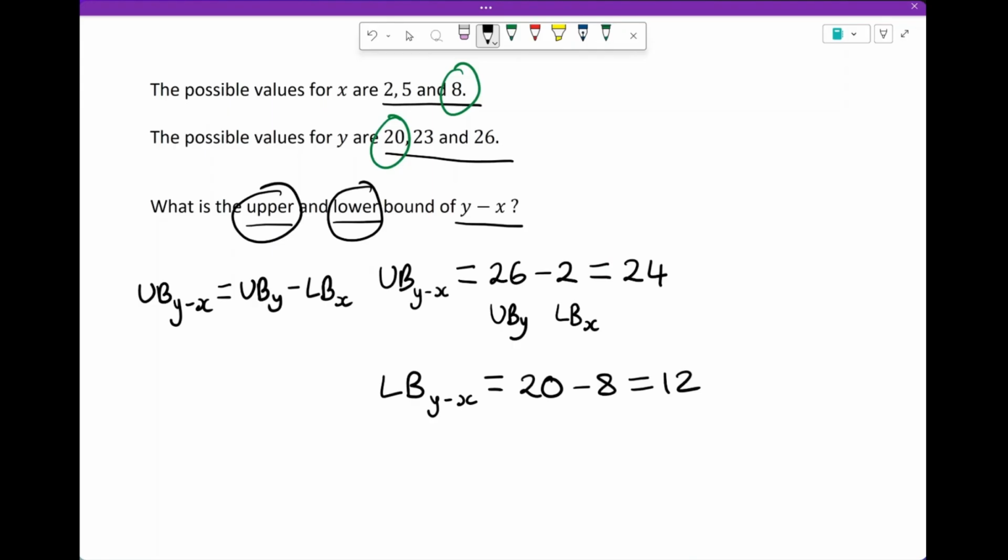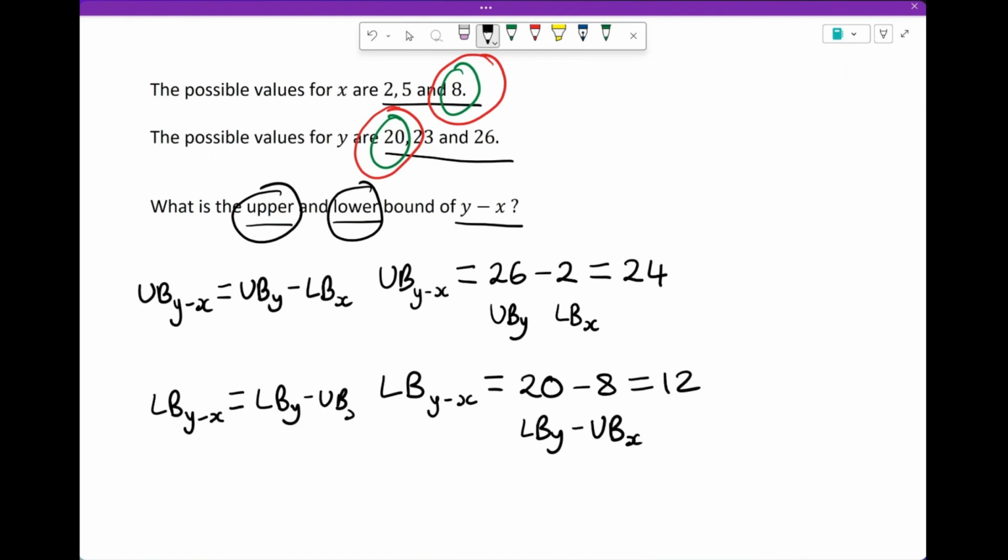Now let's consider which values we picked. Well, for y, we picked the lowest value, so we picked the lower bound for y, for the first number in the calculation, and then for x, we picked the largest value. Okay, so in other words, we picked the upper bound of x. So therefore, if you want to figure out the lower bound of a subtraction calculation, you want to do the lower bound of the first number in the calculation, subtract the upper bound of the second number in the calculation. So once again, we're mix and matching.